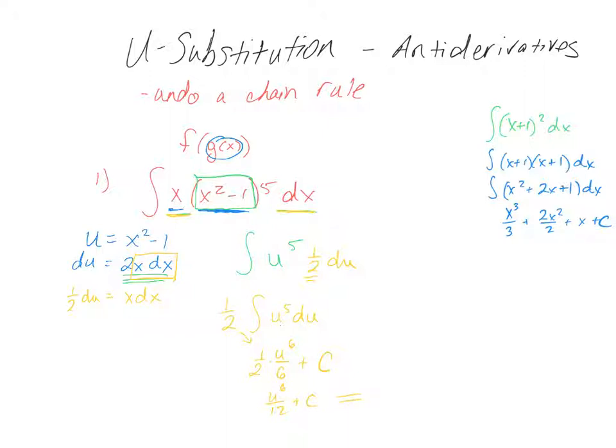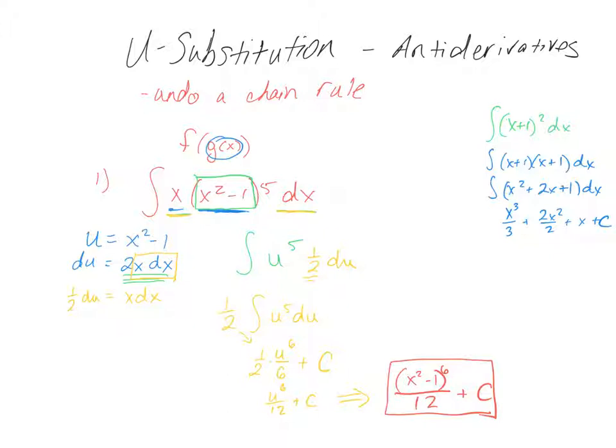So what am I going to do? I'm going to replace u with what I had u equal to over here, which was x squared minus 1. So I'm going to go back over, and instead of u, I'm replacing u with x squared minus 1, what that u is equivalent to, divided by 12 and plus c. And that is my antiderivative statement. That's my answer.